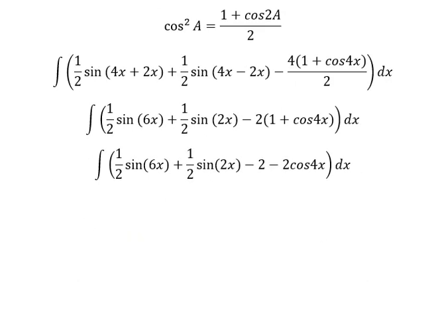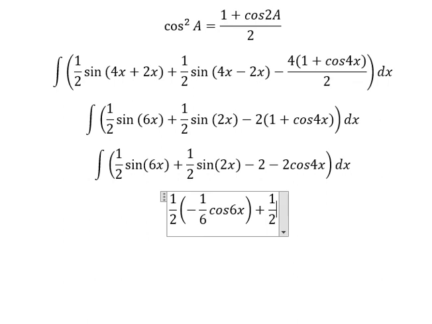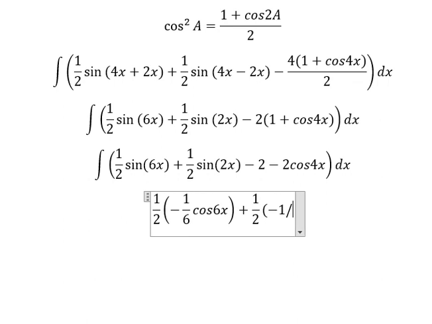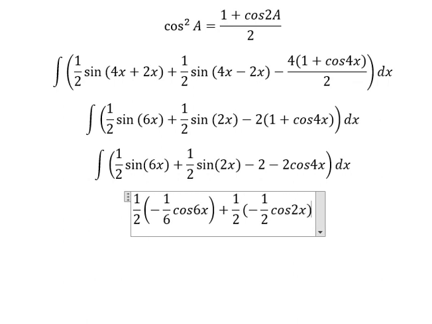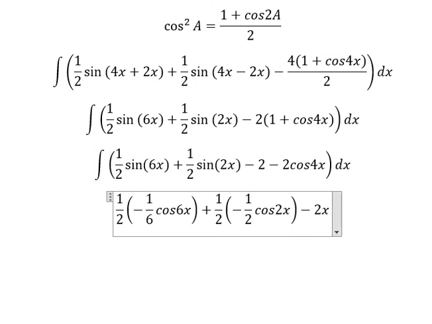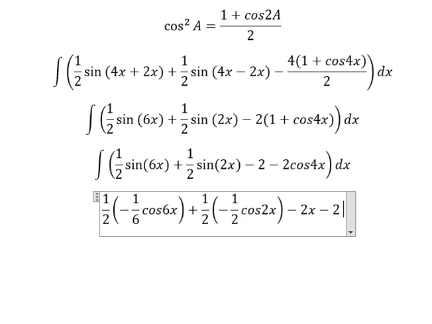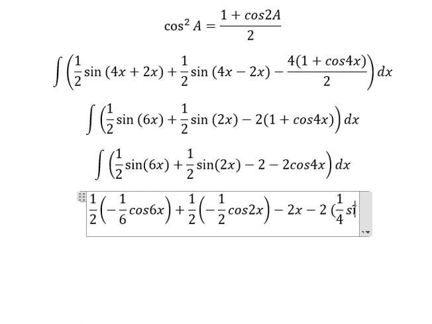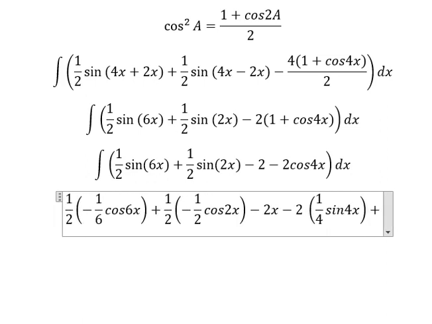And now the integration of sine 6x, that is about negative 1 over 6 cosine 6x. This one, we have 1 over 2 multiplied by negative 1 over 2 cosine 2x. Negative 2, we have negative 2x. The next one, that is about 1 over 4 sine 4x, and I will put plus C.